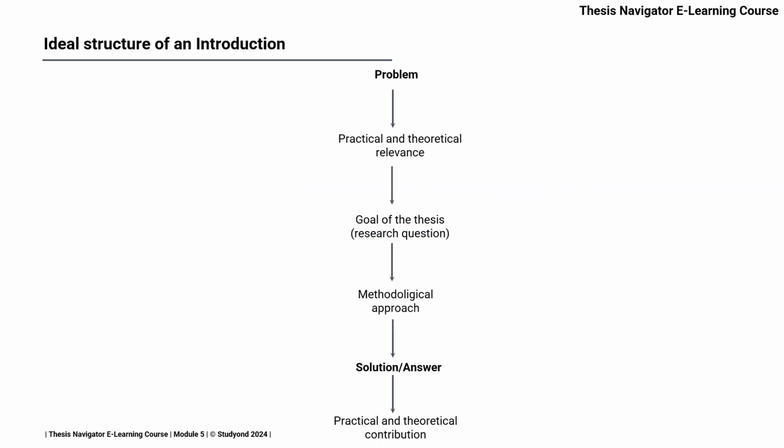The ideal structure of an introduction looks as follows. You start by describing a problem and emphasizing its practical and theoretical relevance. Then you formulate a goal for your thesis, including a research question that directly addresses this problem. Next, you describe the methodological approach you have used to find an answer or solution to this problem. Then you give your readers a summarized overview of what you have discovered using this method or what the answer is to the problem outlined at the beginning. Finally, you explain the practical and theoretical contributions you have made to the literature by developing these solutions or answers.